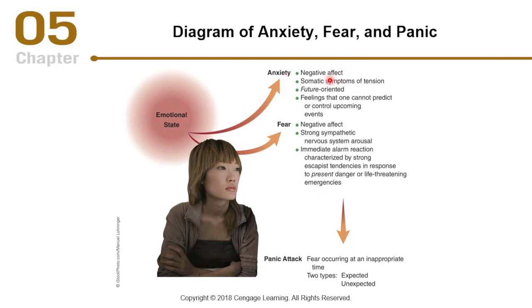Now, let's look at it together. Here it is again in a visual presentation. So, again, anxiety and fear are both negative affect. With anxiety, it's more a somatic symptom of tension, and it is future-oriented. We feel this towards things that we cannot predict or upcoming events. Whereas with fear, it's more of a reaction of the sympathetic nervous system, and it is an immediate alarm reaction characterized by strong escapist tendencies in response to present danger or life-threatening emergencies.